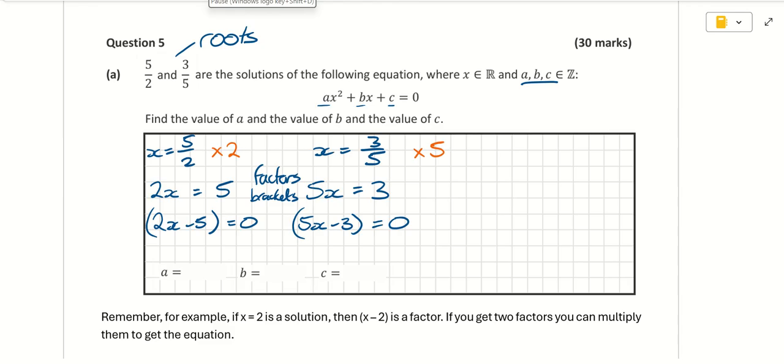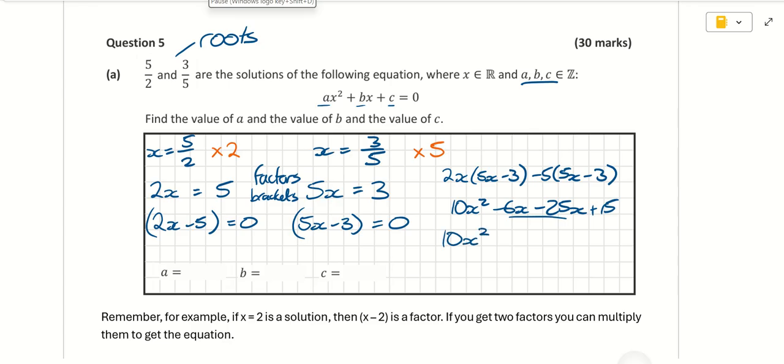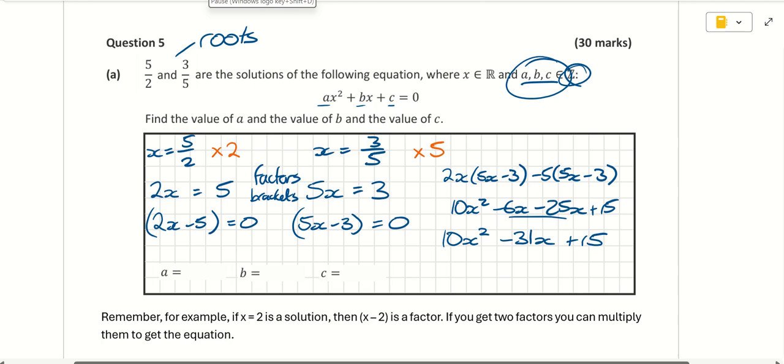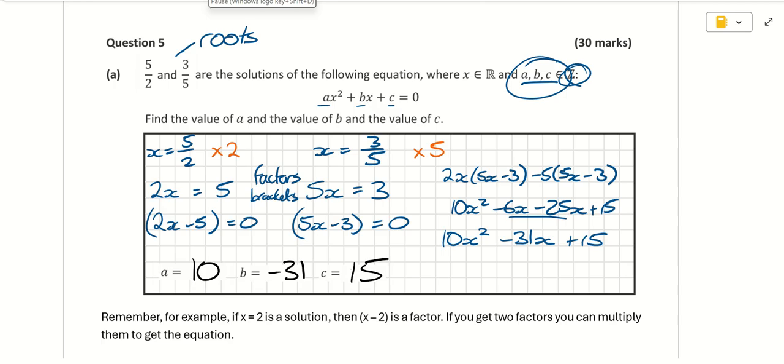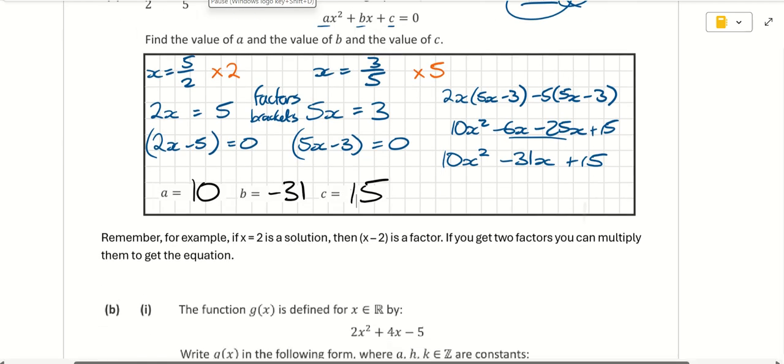So once you have those, you can just multiply them out. So we get 2x by 5x minus 3. You multiply the two factors to get it, and then minus 5 by 5x minus 3. So just work on like that, multiply them out. You've got 10x squared minus 6x minus 25x plus 15. And combine your two terms here, you get 10x squared minus 31x plus 15. So as you can see, you've got an A, B, C that are integers here. So our A is going to be 10, our B is going to be minus 31, and our C is going to be 15.